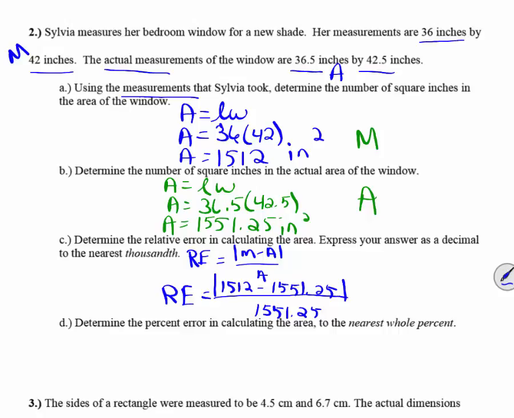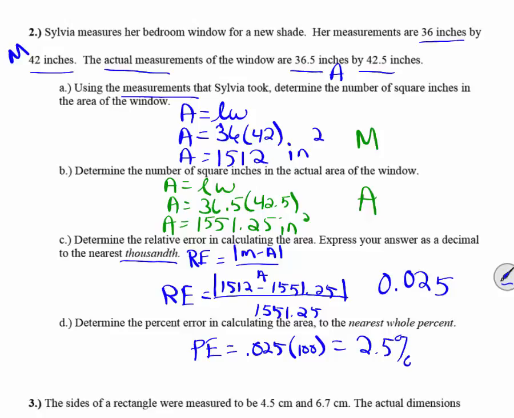They again want it to the nearest thousandth, so that's tens, hundreds, thousands, so that's 3 decimal places, 0.025. Determine the percent error, so your percent error is going to be 0.025 times 100, so 2.5%. Oh, to the nearest whole percent. Again, not sure why I'm not reading today. So that would actually be 3%.